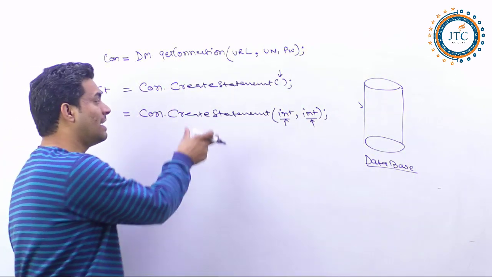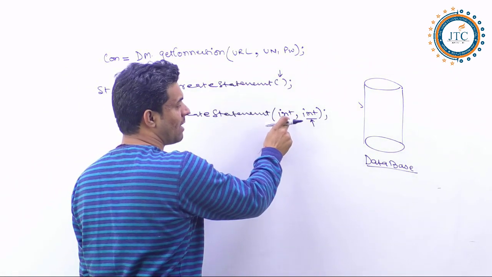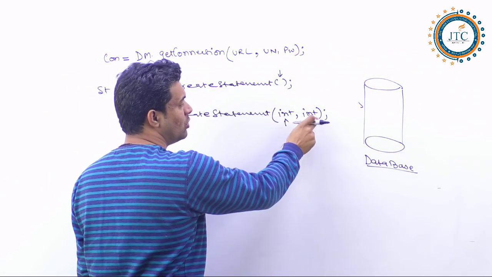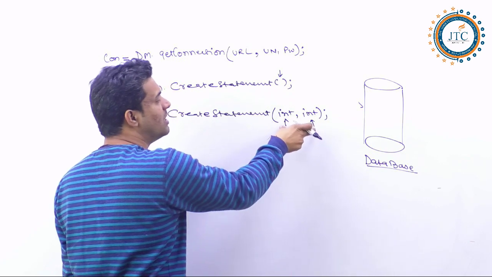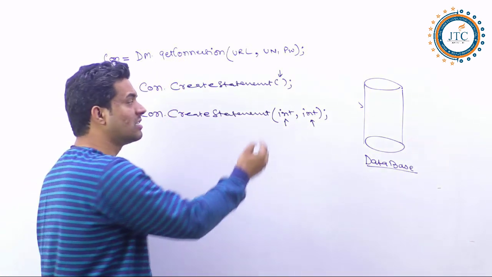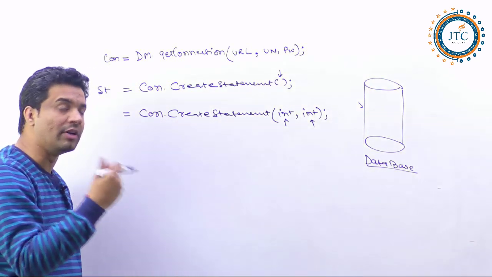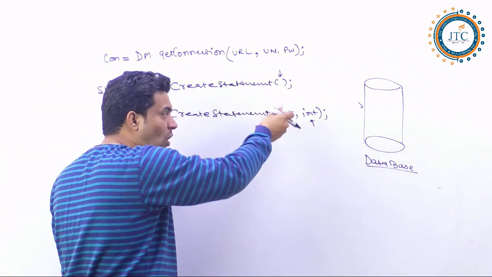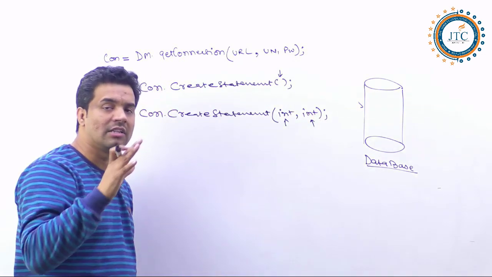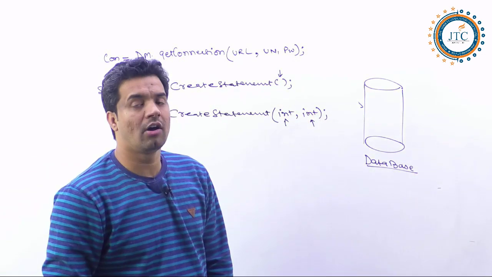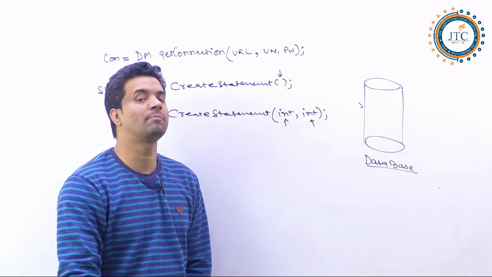So in the con dot create statement method, we have written these two parameters. These two are the parameters which we have passed. What are these two parameters? We will come to these points. What this int and int parameter is, we will understand later on, what exactly the use of these parameters is.